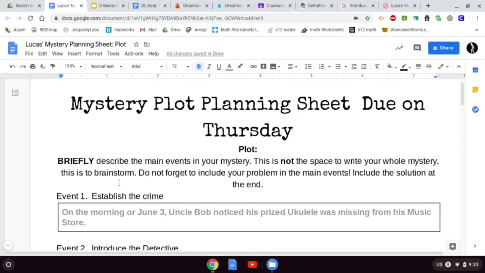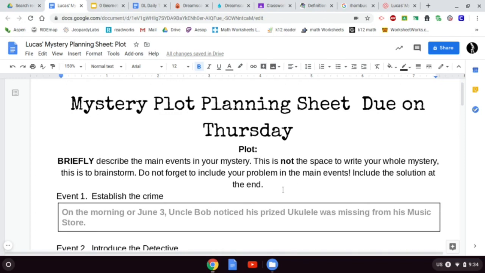So the first thing that you've got to do is briefly describe the main events of your mystery. This is not the space to write the whole mystery. This is to brainstorm. Don't forget to include your problem with the main events and include the solution at the end. A plot is the beginning, the middle, and the end of a story. It's kind of the story. It's what's going on. So we're going to go event by event.